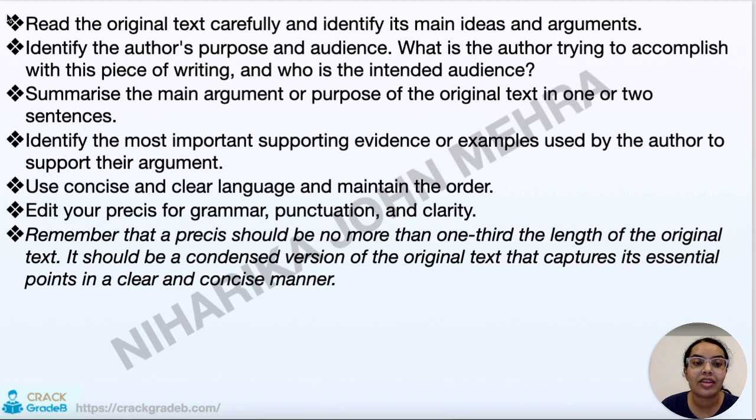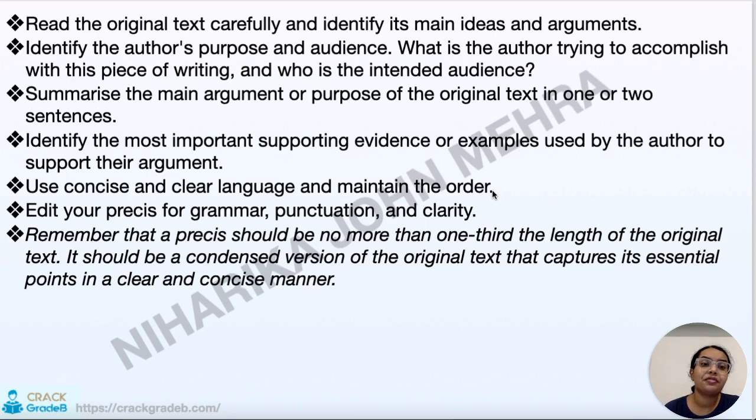It's not hard and fast, but this will definitely help you to a great extent. You read the original text carefully and identify the main ideas and arguments. You cannot just read once and write a precis. It feels like, oh, I can do it, it's just a precis. At least 2 to 3 readings are required.